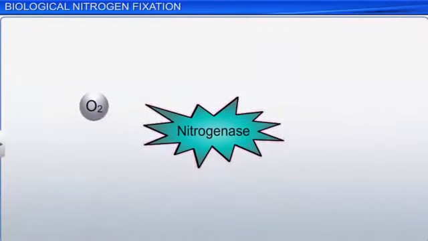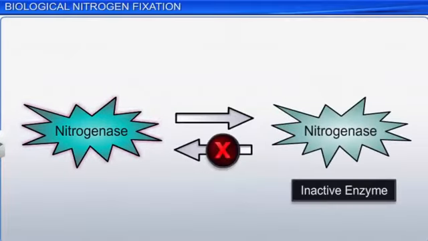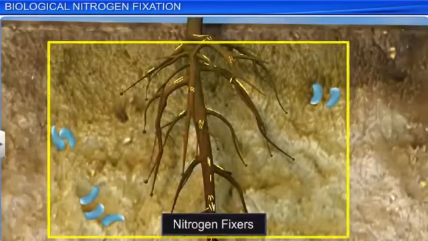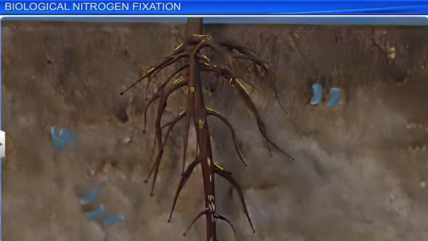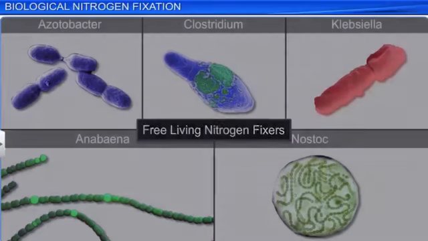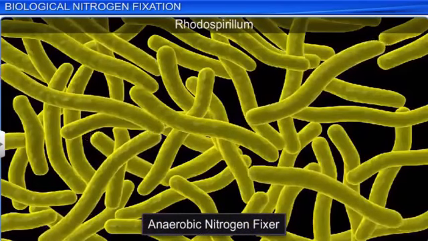Nitrogenase is sensitive to oxygen. Even low concentrations of oxygen can make it irreversibly inactive. Microbes that possess this enzyme are called nitrogen fixers. Nitrogen fixers live independently or as symbionts. Examples of free-living aerobic nitrogen fixers are bacteria such as Azotobacter, Clostridium, Klebsiella, and blue-green algae such as Anabaena and Nostoc. The bacteria Rhodospirillum is an anaerobic nitrogen-fixing agent, but it can also exist in aerobic conditions.